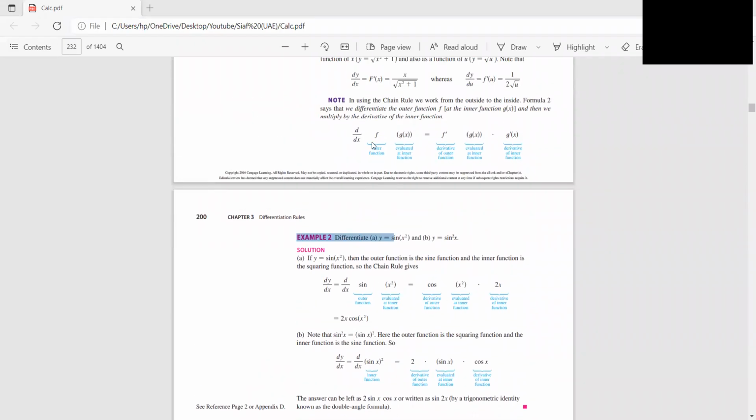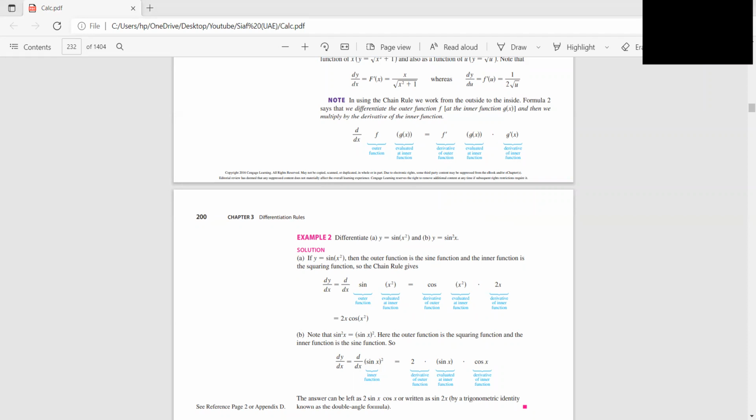So we were doing chain rule in the last class, and we did some examples on it. So let's do another example, which is example number 2. Example number 2 is differentiate. There are two parts of the example 2. Part A is y equals sine x whole square, and part B is y equals sine square x. So let's do each part.